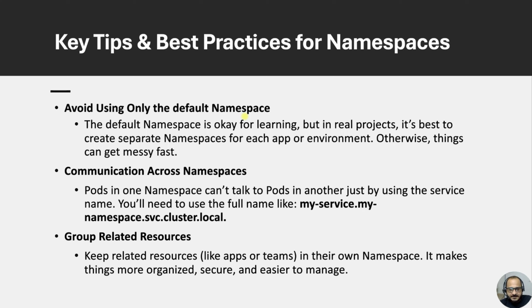Communication across namespaces: a pod in one namespace cannot talk to a pod in another namespace just by using the service name, but we can allow communication with the fully qualified domain name. For example, if my service name is my-service, the full name is my-service.my-namespace.svc.cluster.local. This is the fully qualified name we have to use to enable communication between two namespaces. We will see that in later videos, because that is a little advanced topic. Here we are starting from the very basics, so we are not going much deeper directly.